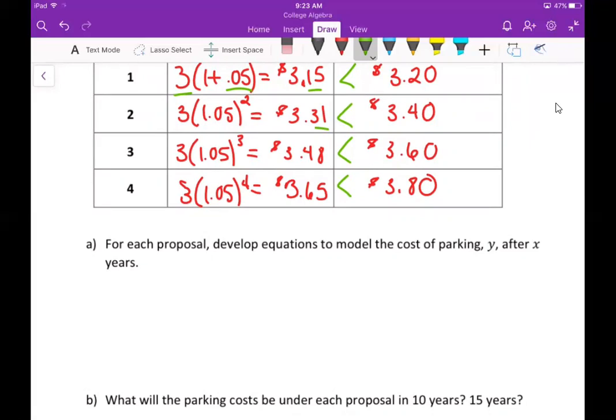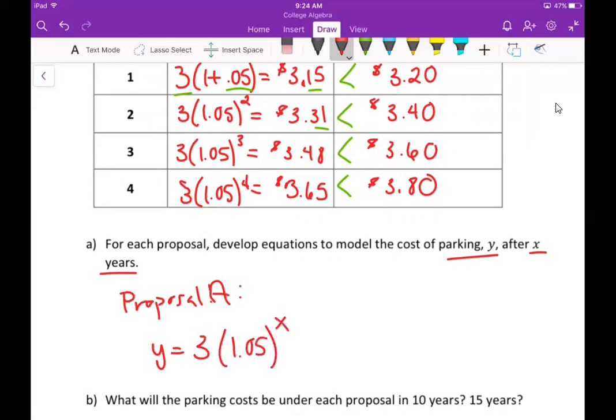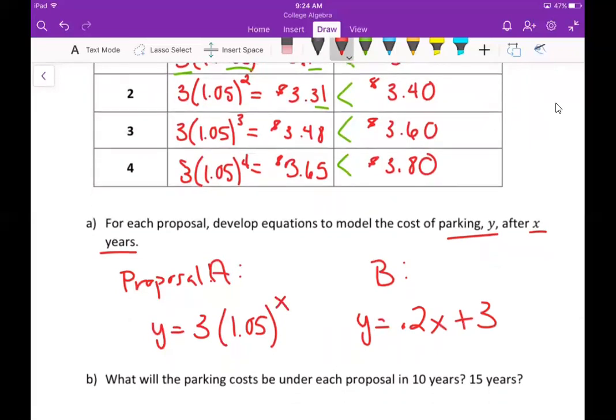Why is that happening? Okay, so can you generate a function for the first proposal to model the cost of parking after X years? For proposal A, you should get the following function: y equals $3 times the growth factor. It's growing by 5% every year. For proposal B, we get that constant rate of change of 20 cents for every year, with that initial value being 3.